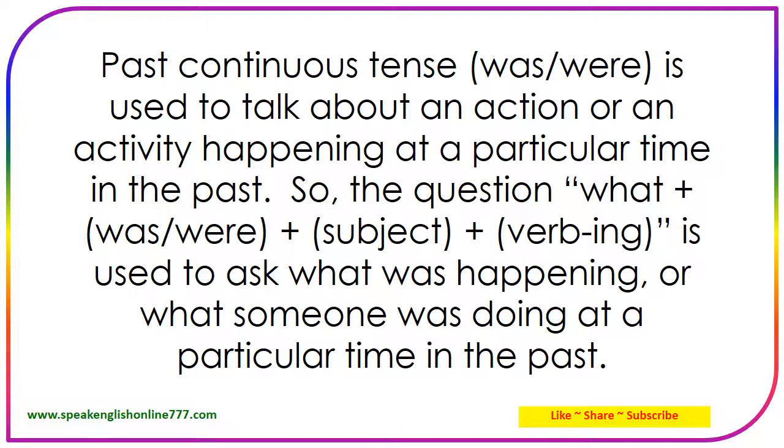Past continuous tense, was or were, is used to talk about an action or an activity happening at a particular time in the past. So the question, what plus was or were plus subject plus verb-ing, is used to ask what was happening or what someone was doing at a particular time in the past.